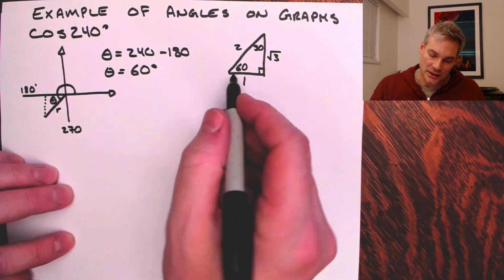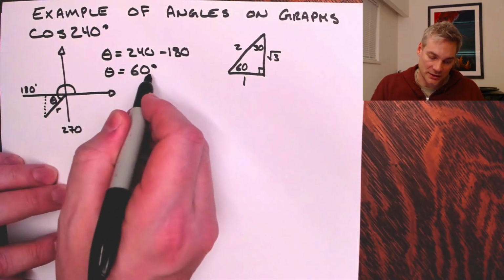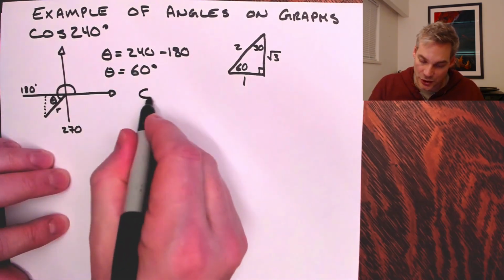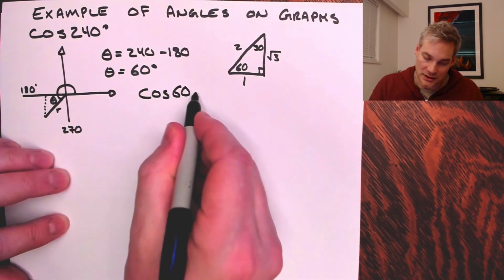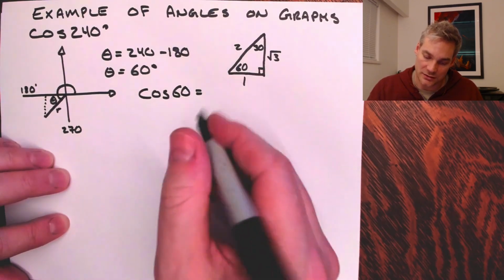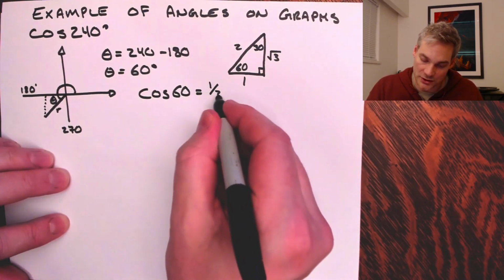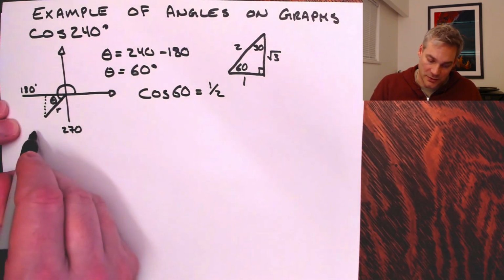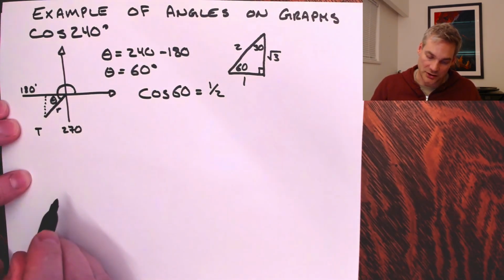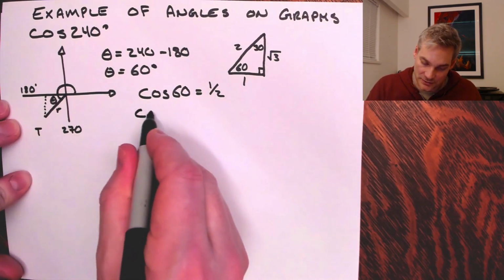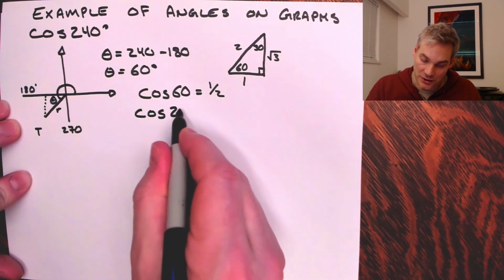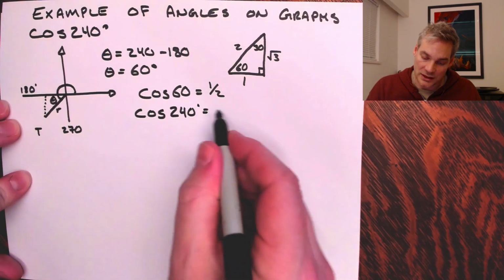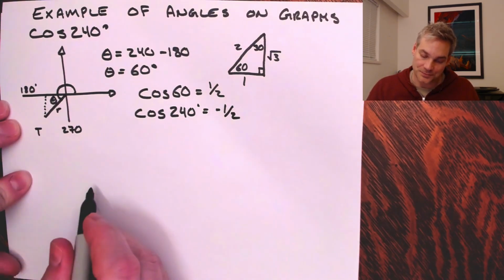So in this case, I have my reference angle is 60, so I want to find the cos of 60, and that's the adjacent over the hypotenuse, so 1 over 2. But I know that I'm in this quadrant where only tangent is positive, so this tells me that cos is negative. So the cos of 240 degrees is negative 1/2.